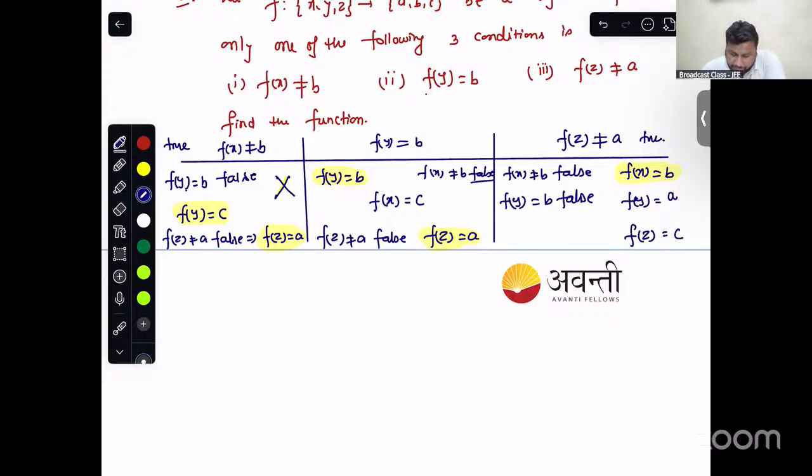Just a moment. f(y) equals b, if this is true, then f(z) not equal to a is false, which means f(z) equals a. So f(x) not equal to b is false. In that case, f(x) can be c.